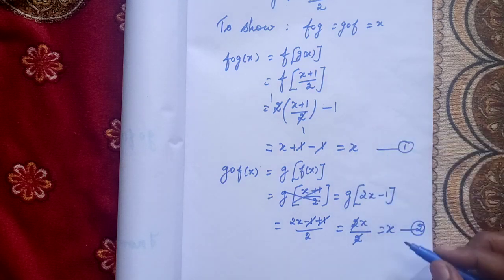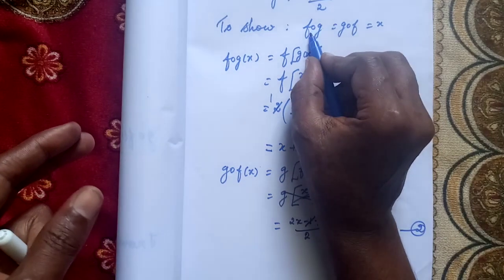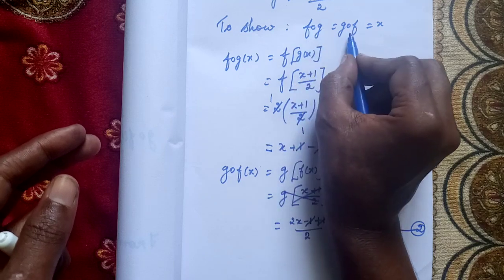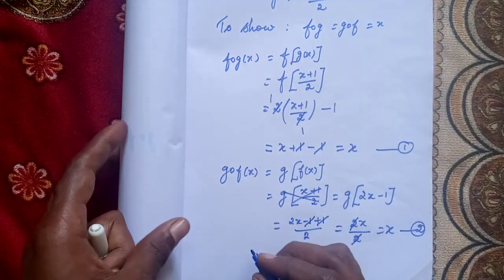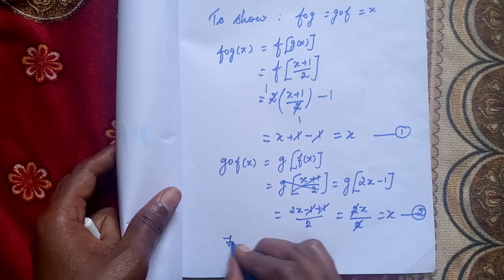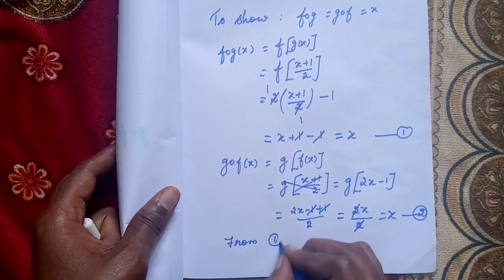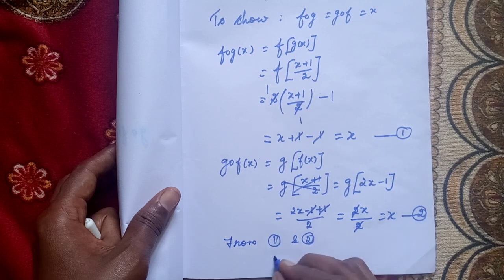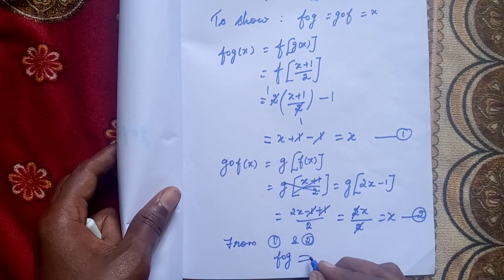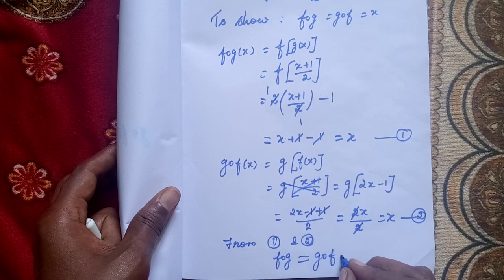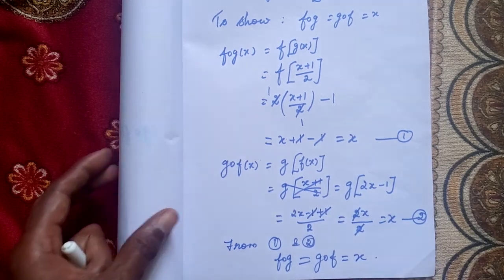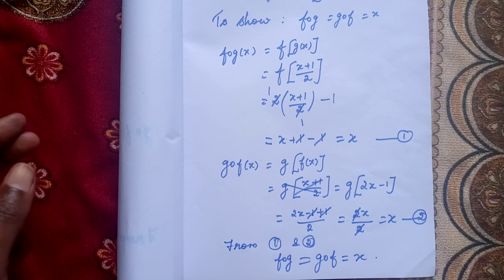Here also x we got, here also x we got. What we have to show is that f composite g is equal to g composite f is equal to x. From 1 and 2, f composite g is equal to g composite f is equal to x. Hence proved. Okay. Any doubt? No doubt now. How we want to find out f composite g, g composite f? Have you understood this?